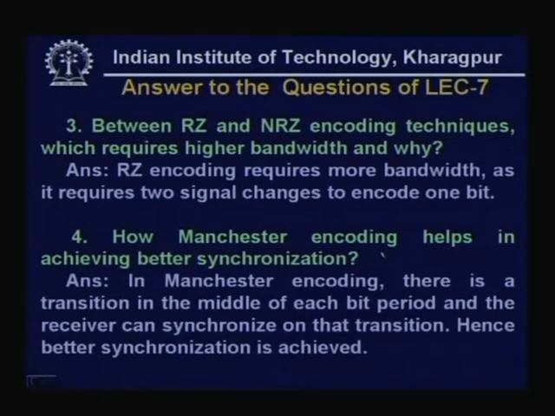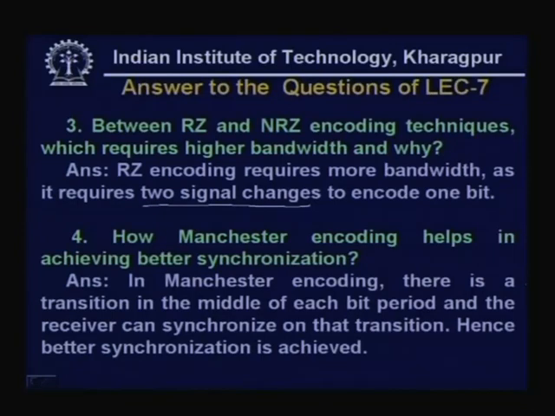Third question was, between RZ and NRZ encoding technique, which requires higher bandwidth and why? RZ encoding requires more bandwidth as it requires 2 signal changes to encode 1 bit. We have seen per bit 2 signal changes are present. Obviously, RZ will require higher bandwidth than the NRZ.